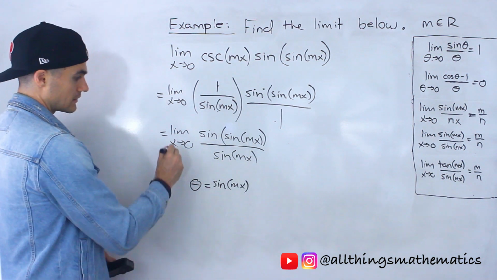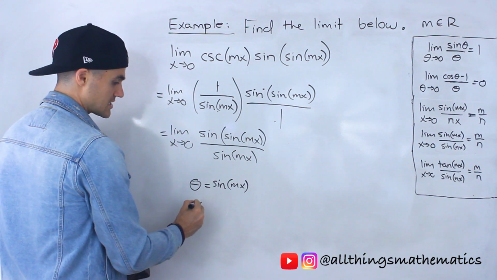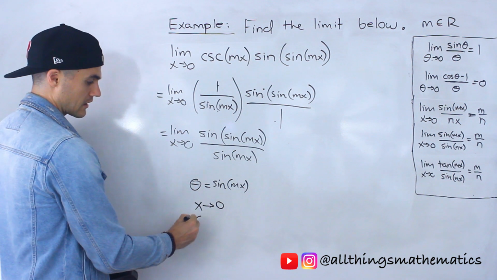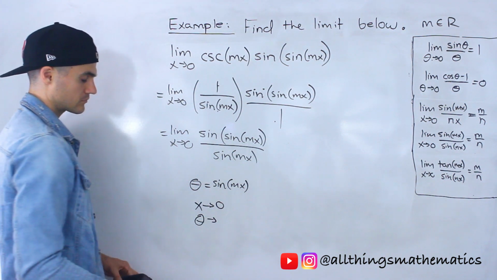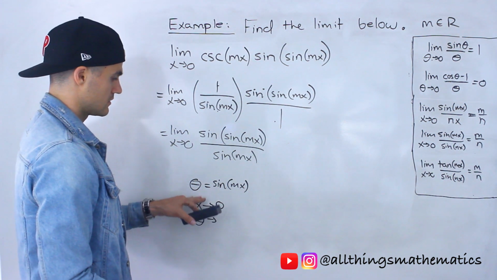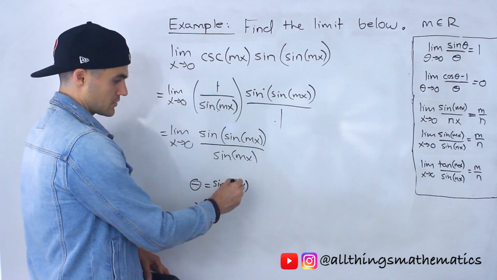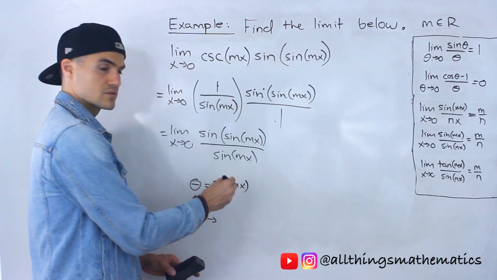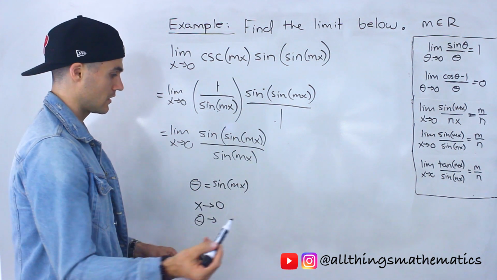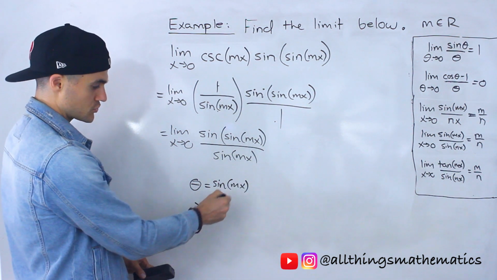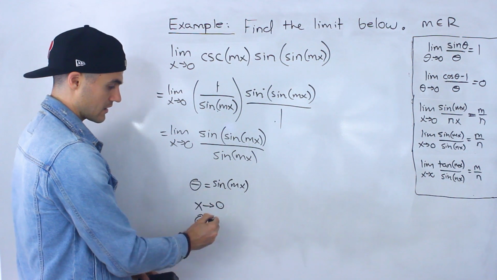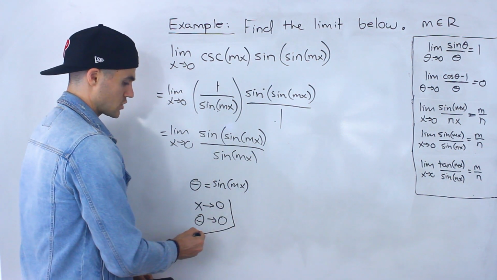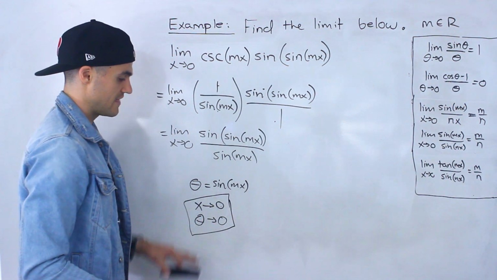And not only that, as x approaches 0, what's theta going to be approaching? Notice as x approaches 0 here, we'll have m times 0, which is 0. And then what's sine of 0? Sine of 0 is just 0 as well. So as x approaches 0, theta is going to approach 0 as well. And you've got to make sure that this is happening when you do a change of variable.